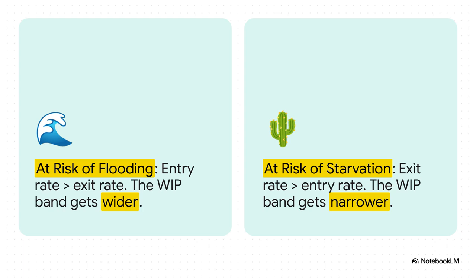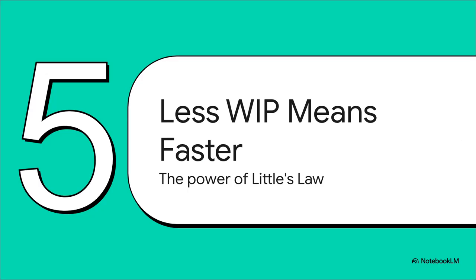And the opposite can happen too. If the band gets super skinny, you're heading towards starvation. You're running out of work to do. So that brings us to the million-dollar question, right? Especially with flooding. To go faster, you just start more things at once, right? Multitask more? Well, the answer, surprisingly, is a big, emphatic no. And Carolina explains why with a great analogy based on a proven mathematical law.